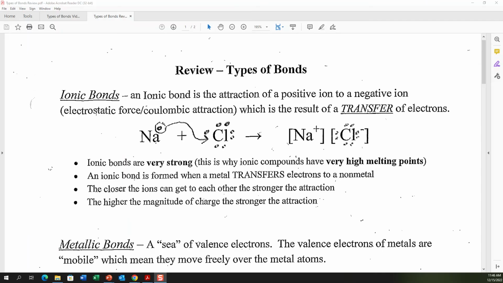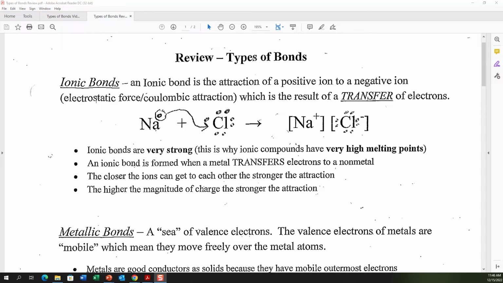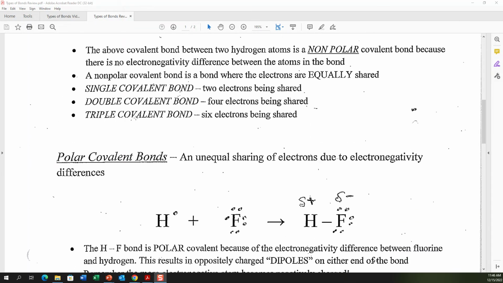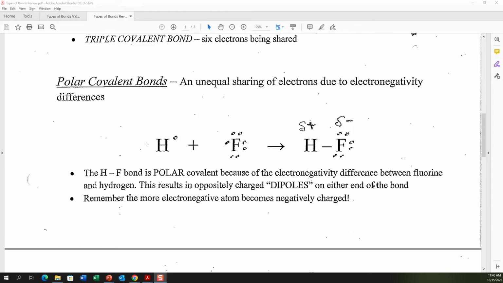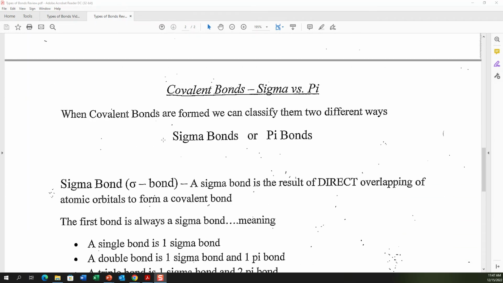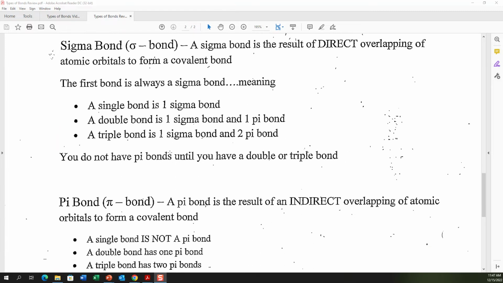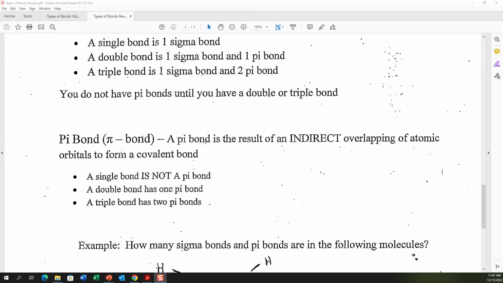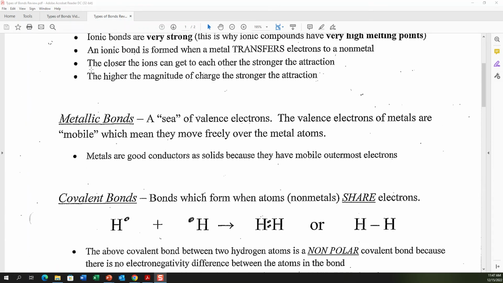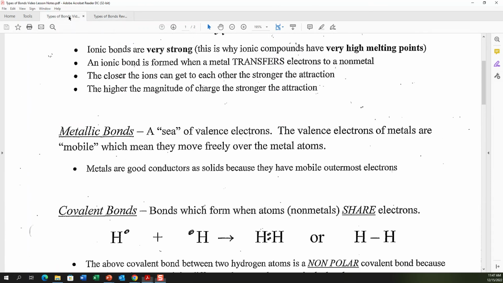Before you watch the rest of this video, review this handout. This is the types of bonds review. It goes over what an ionic bond is, what a metallic bond is, what covalent bonds are, and then the different types of covalent bonds, polar versus nonpolar, and sigma versus pi bonds. It goes into detail on what those things are. Check that out, it'll help you out. Let's go into our lesson today.